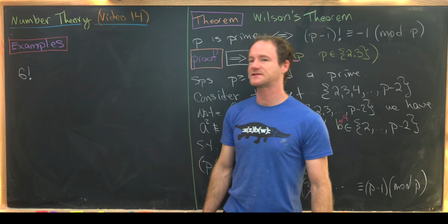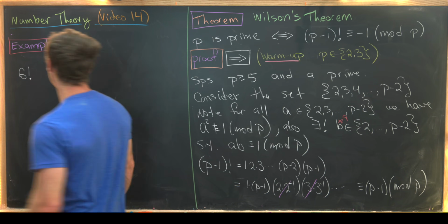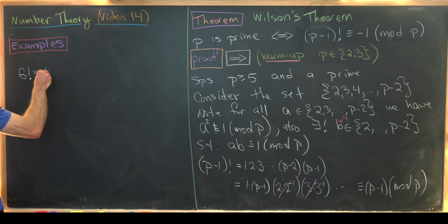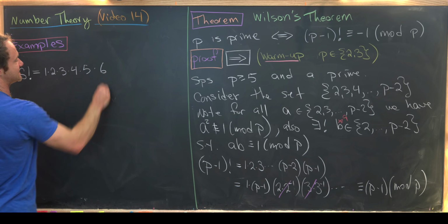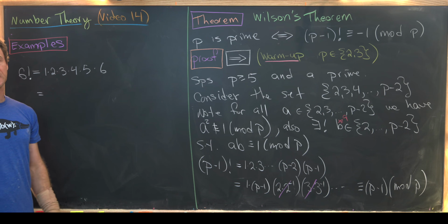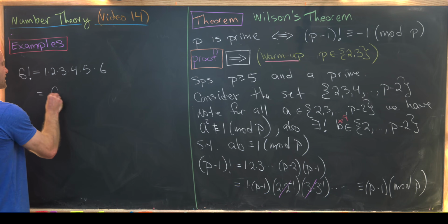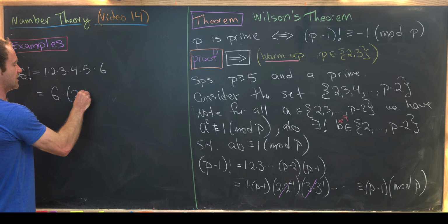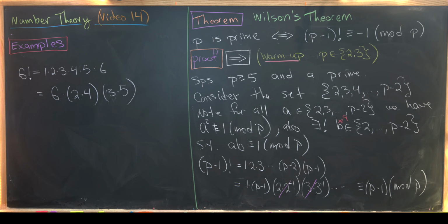So let's start with 6 factorial, which means we're going to be working modulo 7. Let's notice that we can write that as 1 times 2 times 3 times 4 times 5 times 6. Then, keeping in mind that we want to work mod 7, we can group these in terms of their multiplicative inverses mod 7. So we can write this as 6 and then 2 times 4 and then 3 times 5.